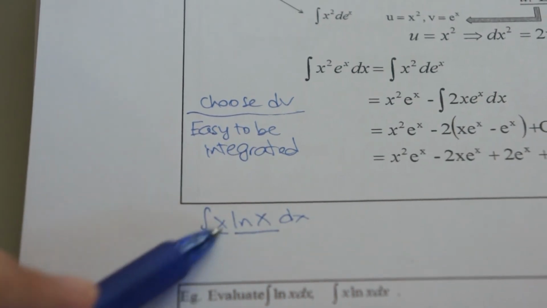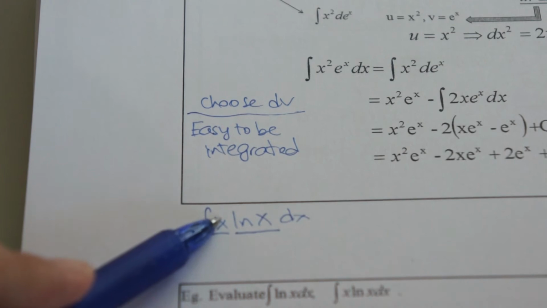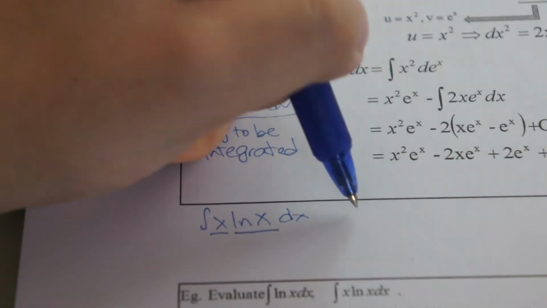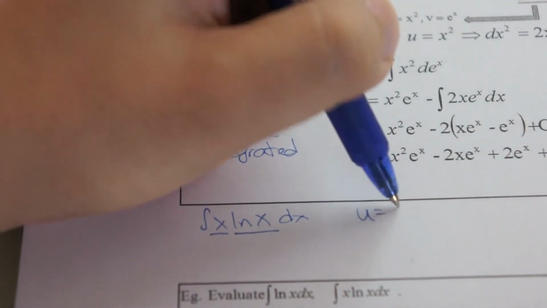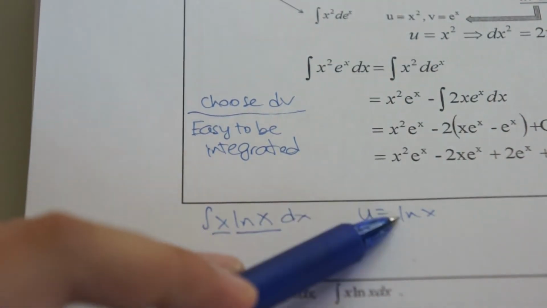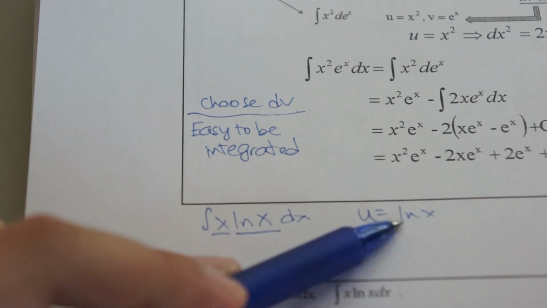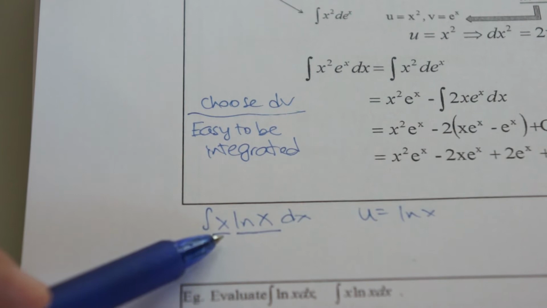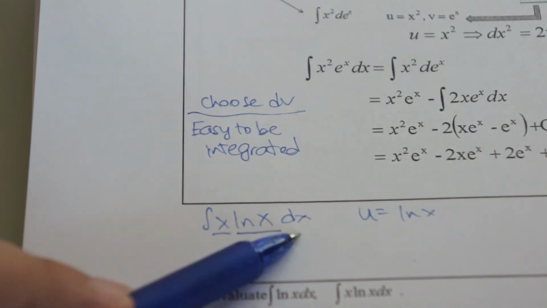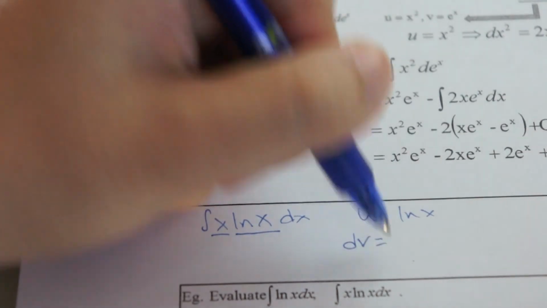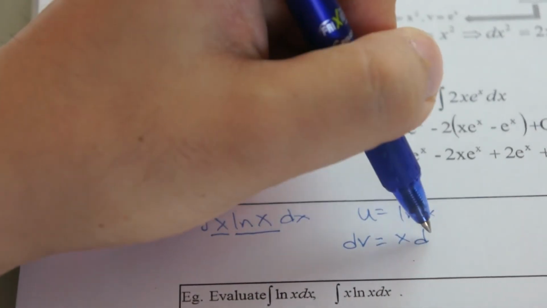Comparatively, x is easier to integrate than ln x. So we are going to set u to be ln x. u is the function which is more difficult to integrate, and dv should be something that is comparatively easier to integrate. So in this case we set dv to be x times dx.